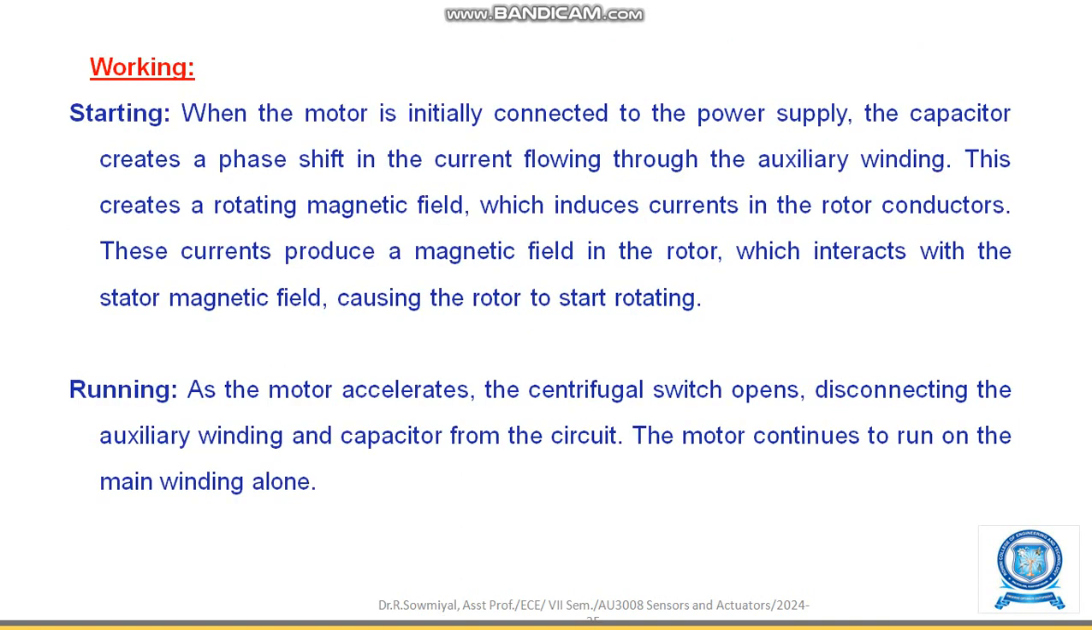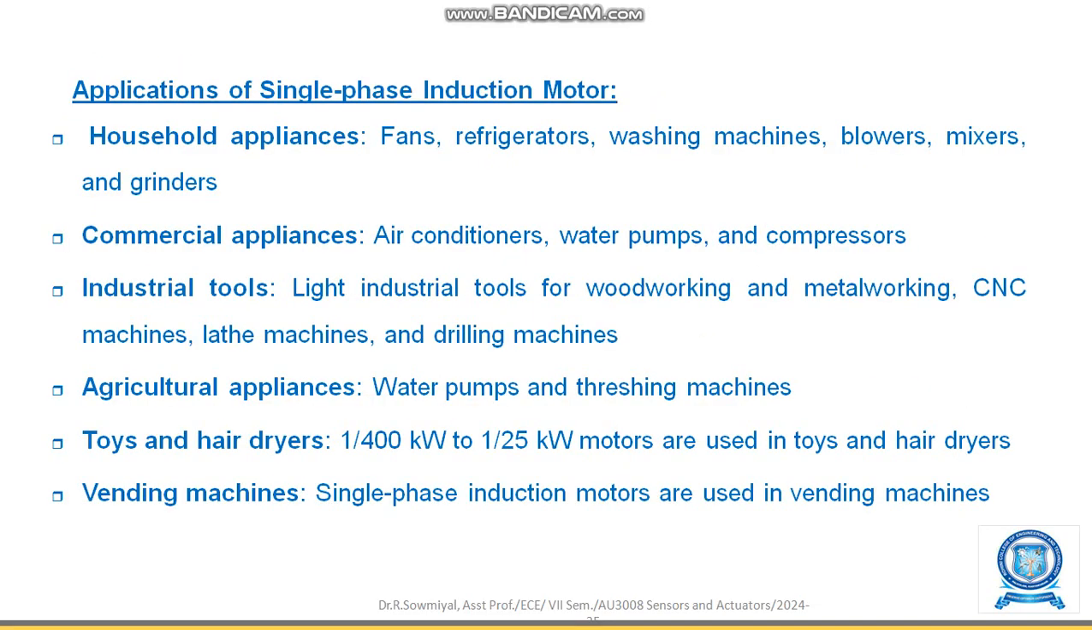Working. While starting, when the motor is initially connected to the power supply, the capacitor creates a phase shift in the current flowing through the auxiliary winding. This creates a rotating magnetic field which induces the current in the rotor conductors. This current produces the magnetic field in the rotor, which interacts with the stator magnetic field, causing the rotor to start rotating. Running: as the motor accelerates, the centrifugal switch opens, disconnecting the auxiliary winding and capacitor from the circuit. The motor continues to run on the main winding alone.